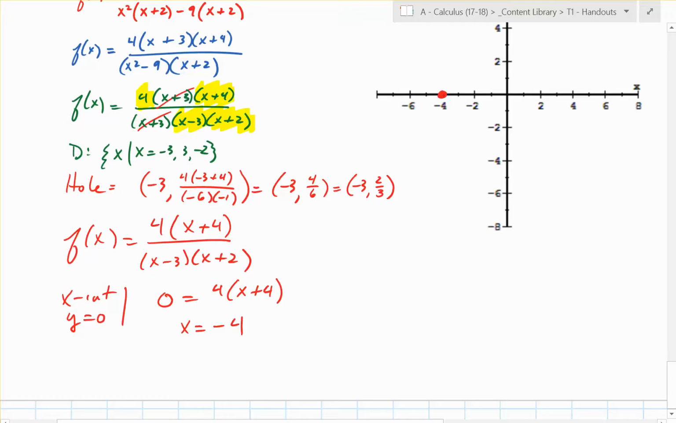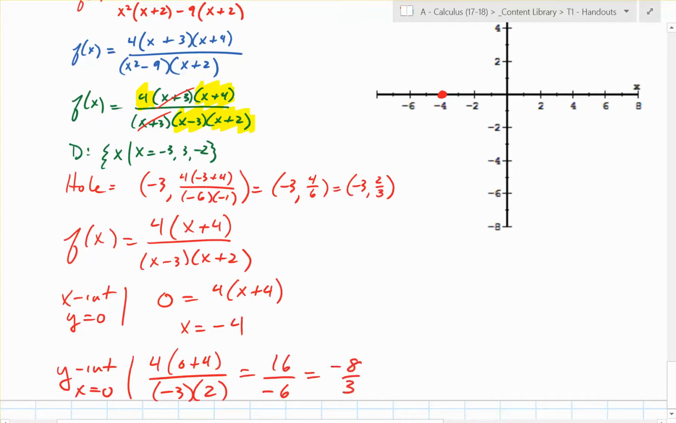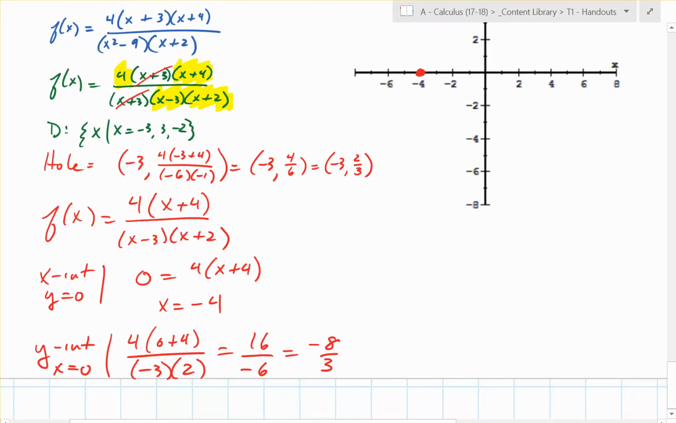What can we find next? The y-intercept? Yes. X equals 0, so that's going to be 4 times 0 plus 4, -3, 2, right? It's just 0 minus. So what do you end up with? 16 over what? 16 over -6. So it's -8/3. So 0, -8/3 is like -2 2/3. So it's like right about there. Is that correct? Yes.